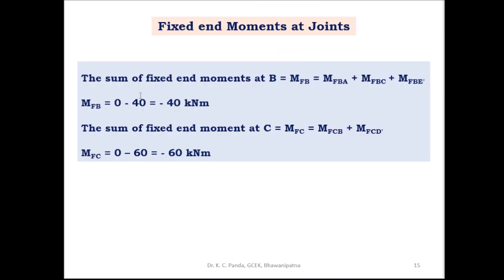Here you know the sum of fixed end moments at B, MFB is equal to MFBA plus MFBC plus MFB dash. MFBA and MFBC are both 0, and MFB dash is equal to minus 40. So 0 minus 40 is equal to minus 40 kilonewton meter. Similarly, the sum of fixed end moments at C, MFC is equal to MFCB plus MFCD dash. MFCB is equal to 0 and MFCD is equal to minus 60. So MFC is equal to 0 minus 60, which is minus 60 kilonewton meter. So this is the fixed end moment at joints B and C.